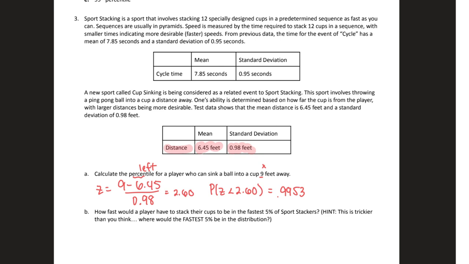So since it's asking for percentile, we would just round that to the nearest whole percent. Well, we don't want to really be the 100th percentile, so we're going to say a person who can sink a ball into a cup 9 feet away is in the 99th percentile.